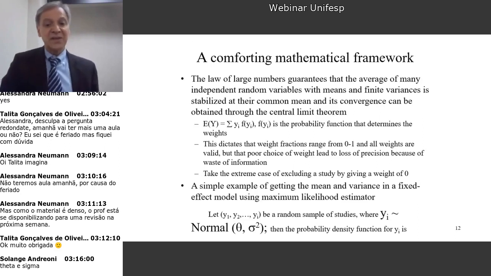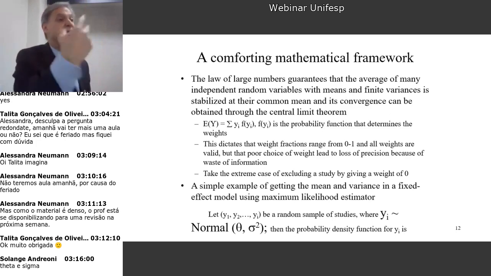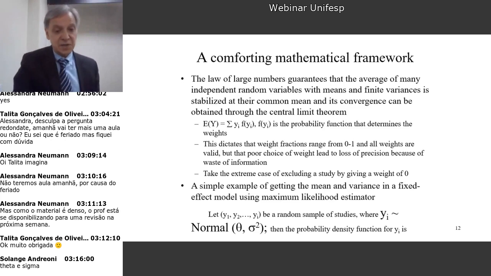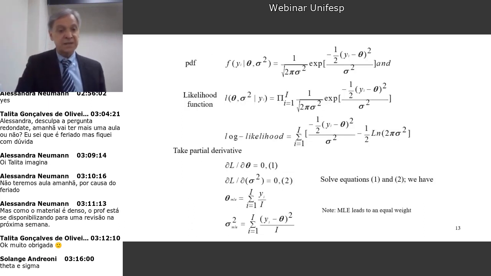The law of large numbers guarantees that the average of many independent random variables with finite means and variances is stabilized at their common mean, and its convergence can be obtained through the central limit theorem. And this is from mathematical statistical theory: a probability distribution is the function of the summation of the distribution multiplied by the random variable y. So that dictates the weight fraction ranges from 0 to 1, because all of them have to add to 1 if you add them up, because they are all probabilities. Okay, and it follows a normal distribution. And these are the law of large numbers.